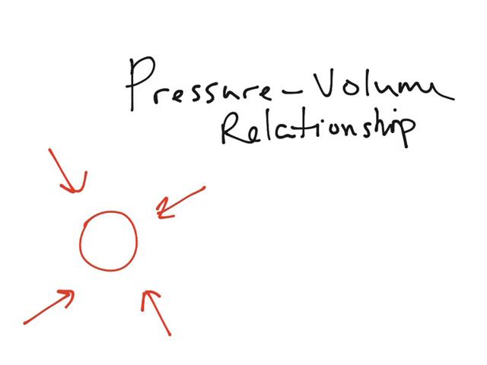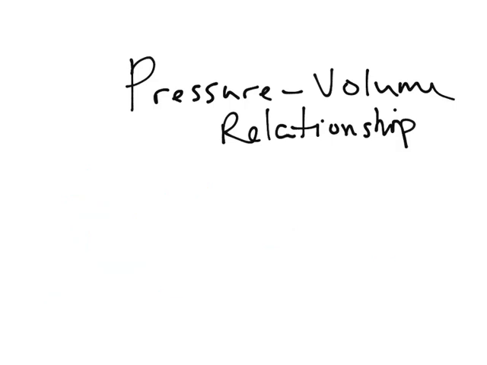If I started pressing on a balloon from all sides, I'm going to restrict the space that that balloon has. So as this pressure increases and there's a pushing on this balloon, what will wind up happening is the volume of that balloon is going to shrink. As the pressure exerted on this gas increases, the volume of the gas decreases. Let's consider another way of thinking about this.